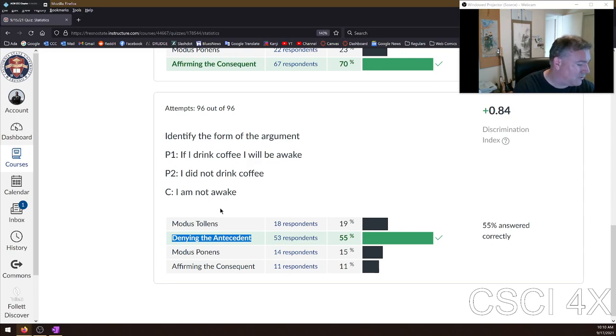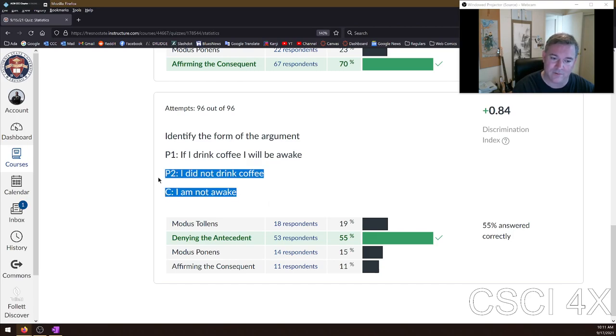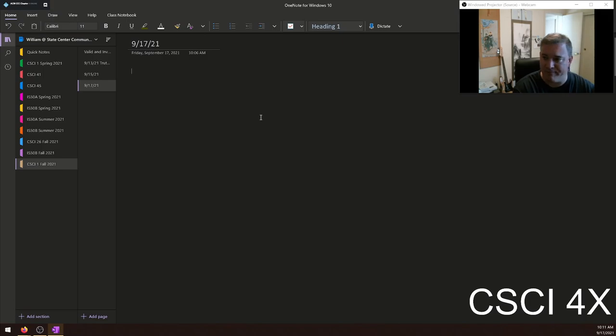A modus ponens argument says if X, then Y, and then X is true, therefore Y is true. For modus tollens, you assert X implies Y, you assert Y is not true, therefore X is not true. So this is most definitely a fallacy. Some of you got the wrong fallacy. It's at 66%, but still a good 34% of you picked that it was a valid form of argumentation, which it is not.